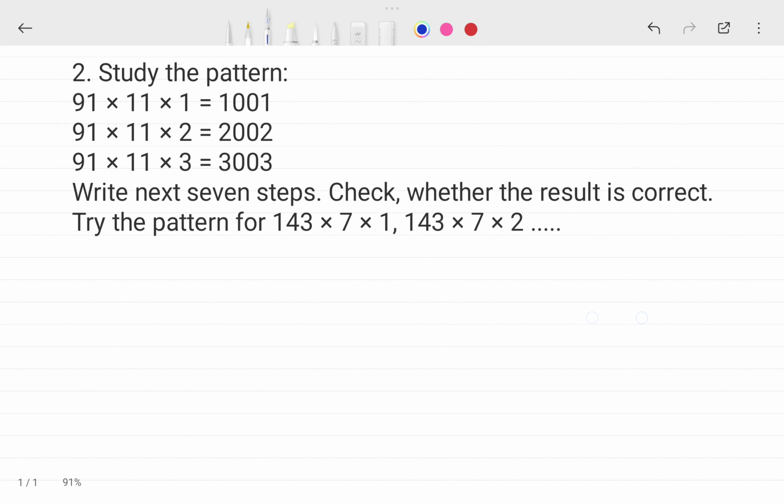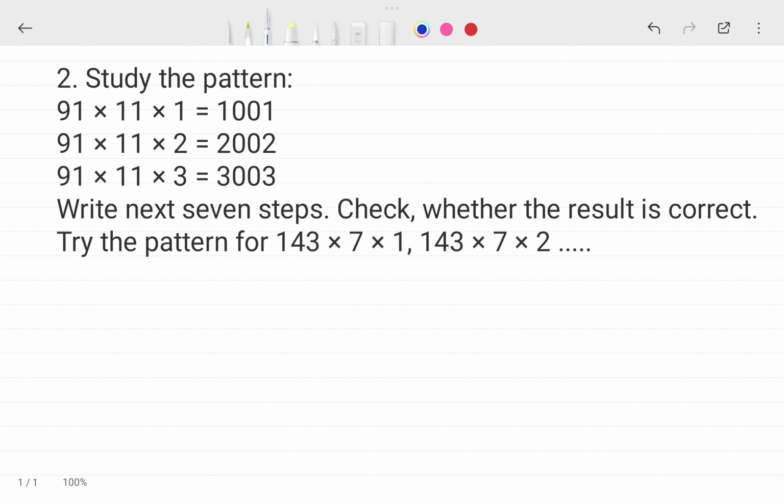So what is the second question telling? Study the patterns. Again we have to look at these patterns. If you see here, this is the same: 91, 91, 91. This is 11, 11, 11. But here one thing is increasing, right? 1 2 3. Okay, and if it is going 1 2 3, what will happen here?